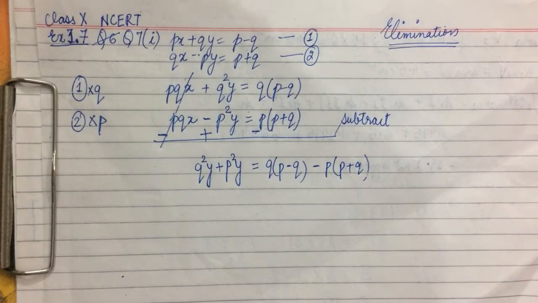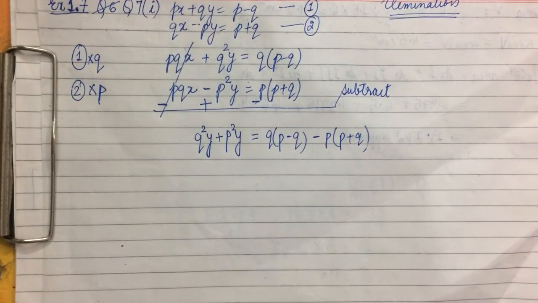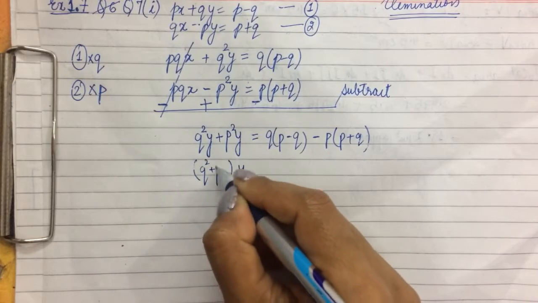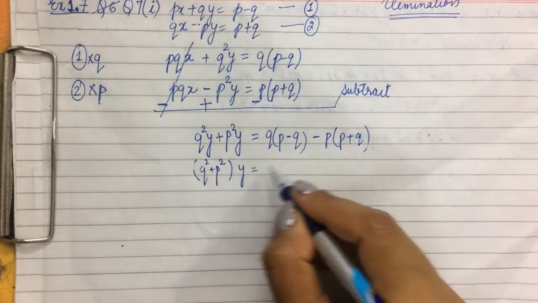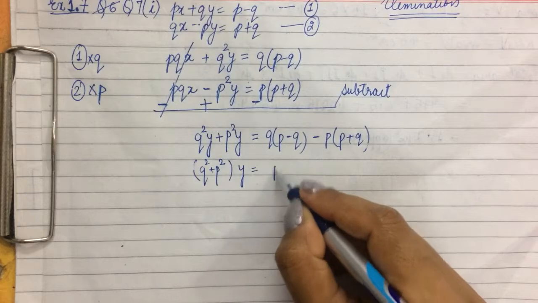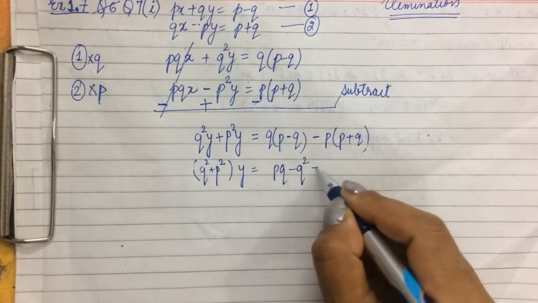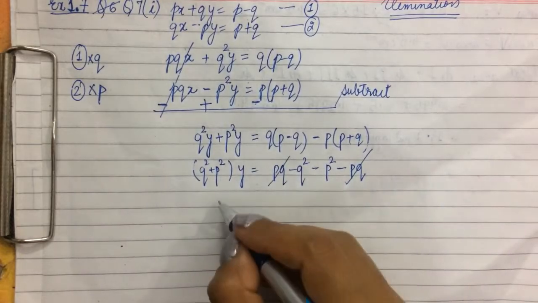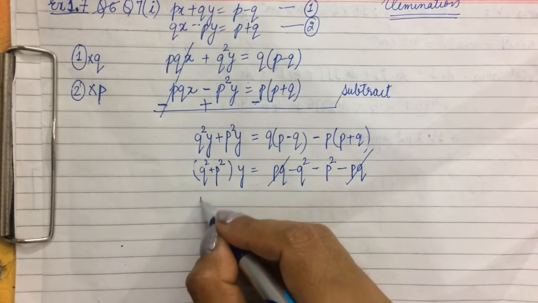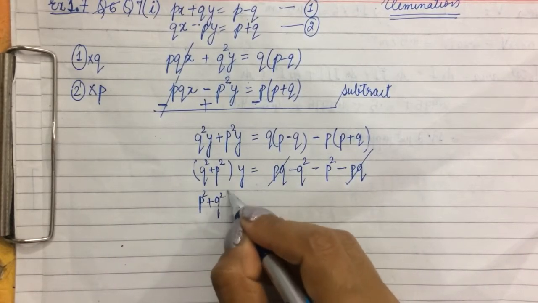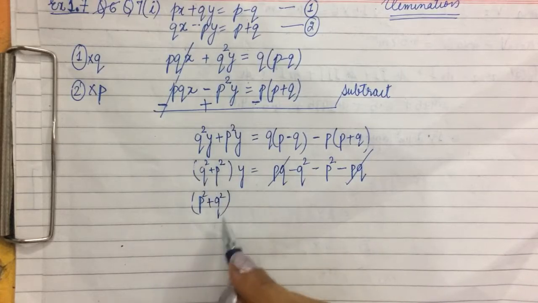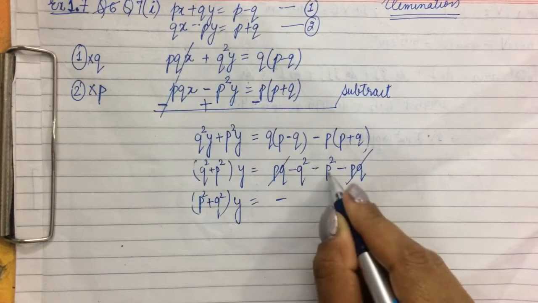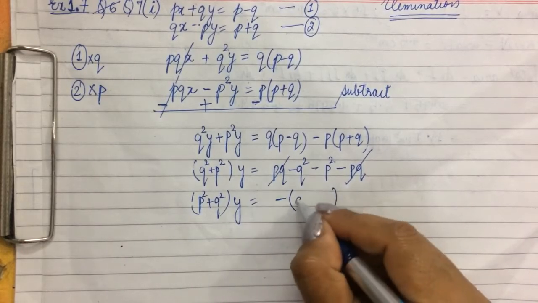Now it's all simplification. Taking y common, q square plus p square. On the right hand side, let's simplify the brackets. pq minus q square minus p square minus pq. These get cancelled. So this is minus p square minus q square. Since it is addition, I can reorder the terms. From these 2 terms, let's take negative common.